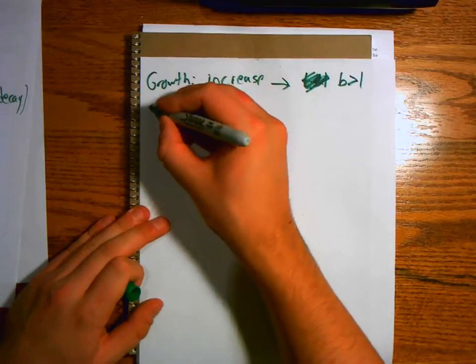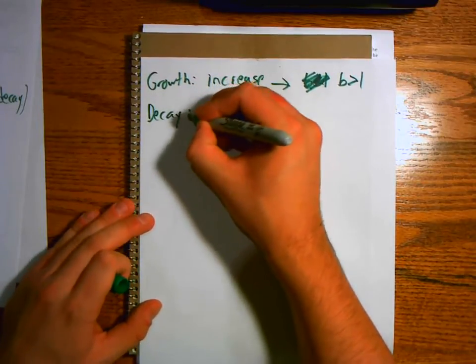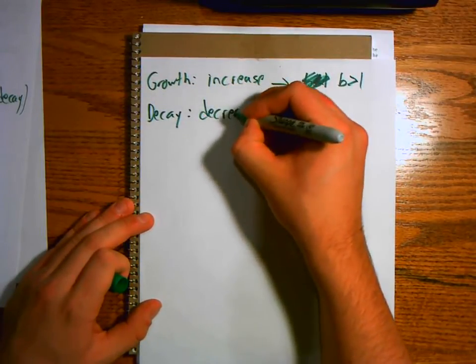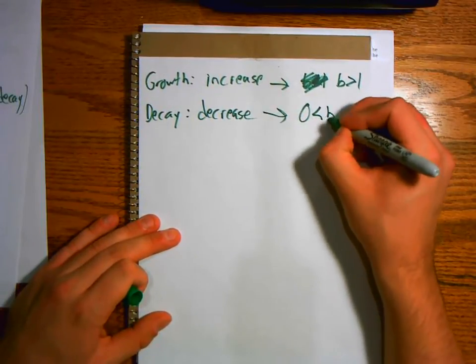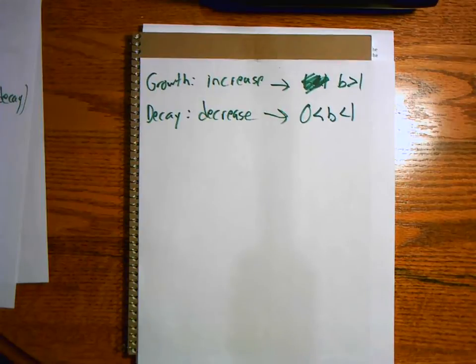Now in order for it to be a decay, that is a decrease in an exponential function, this means that our b is between 0 and 1. Since our b must always be positive, we can't just say b is less than 1. We have to say that b is also greater than 0. So it could be a fraction, 1/2, 1/3, 1/4, 3/5, whatever. As long as it's between 0 and 1, then it is a decay function.